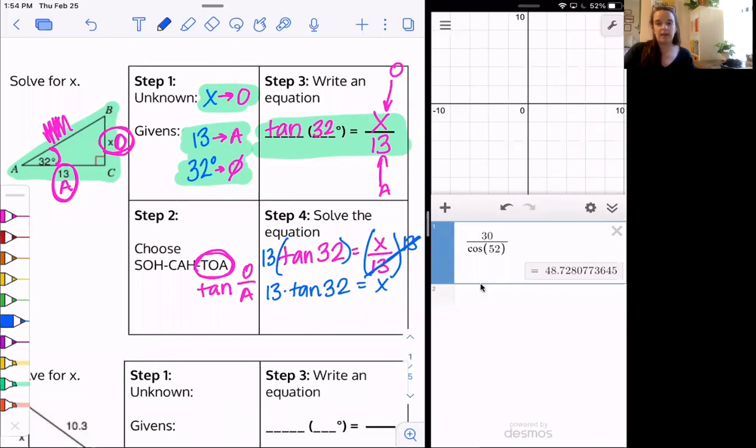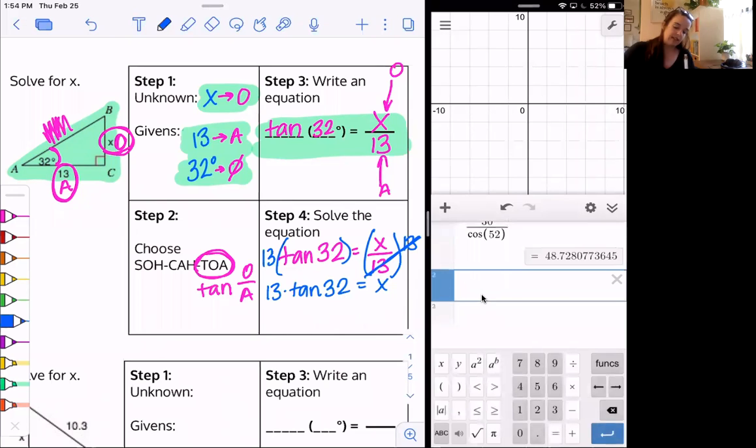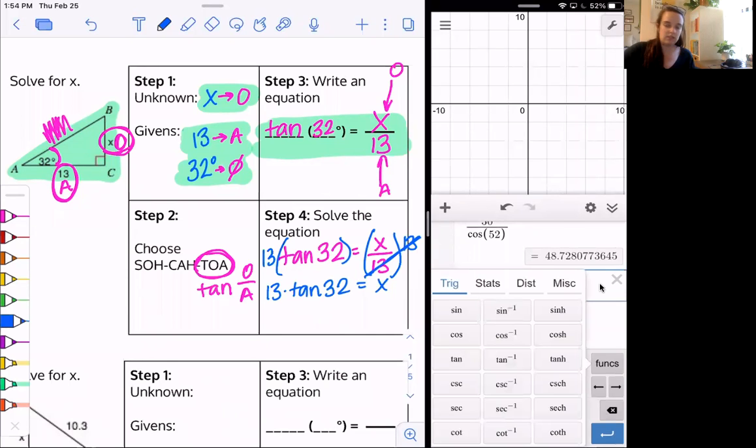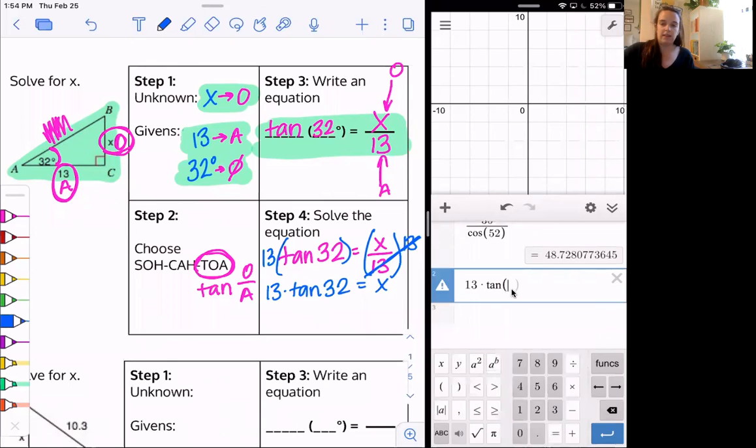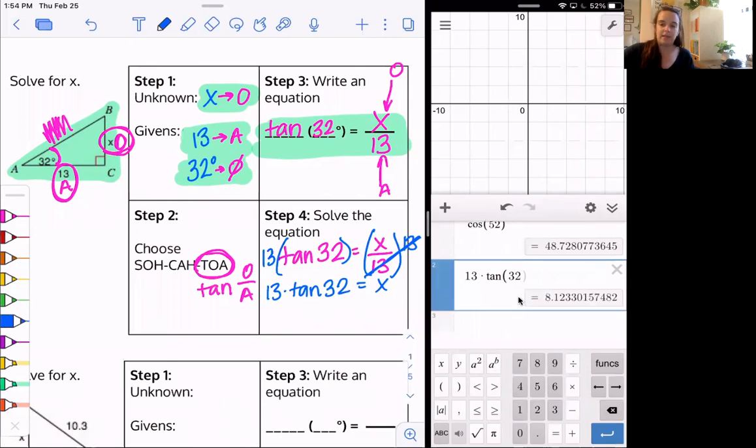So I'm going to go to my calculator. I'm going to type in 13 times. I go to functions in order to get to this one, and then I go to tan right there. And then I'm going to type in 32, and I get my number here.